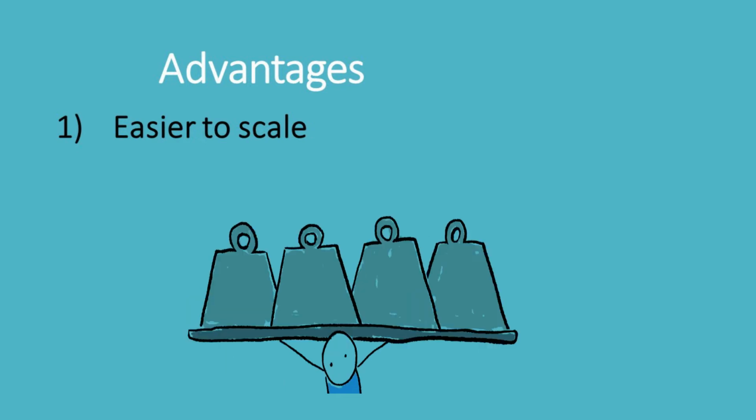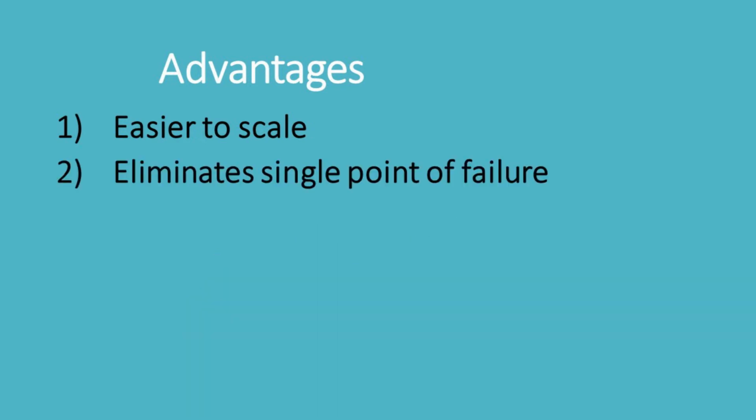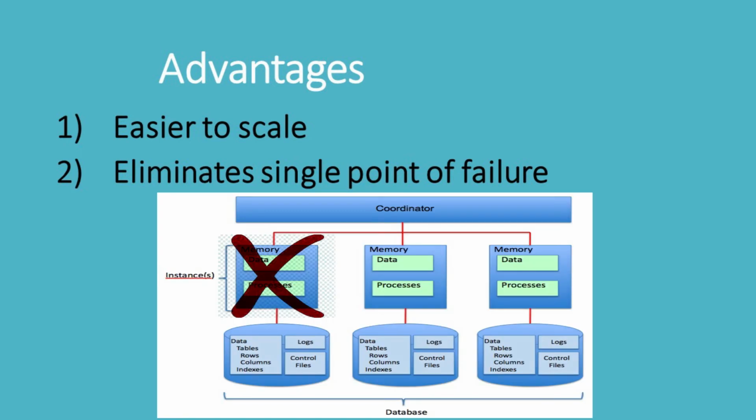The second advantage is eliminates single point of failure. If one of the node in the application fails, it does not affect the functionality of other nodes because each node is self-reliant. Although node failure can impact the performance, it does not disturb the overall behavior of the application as a whole.